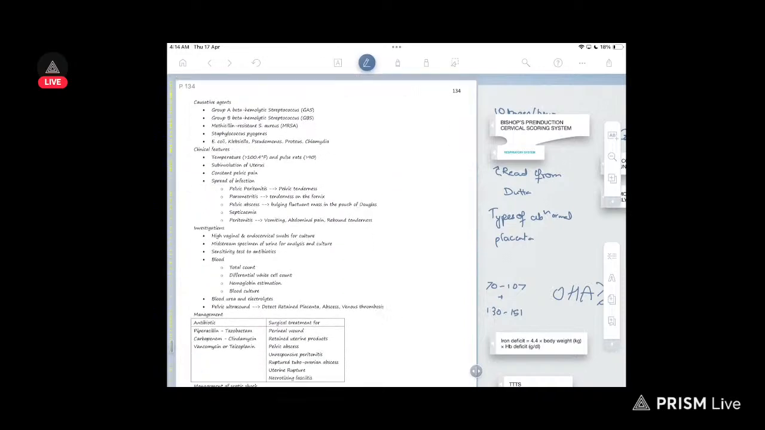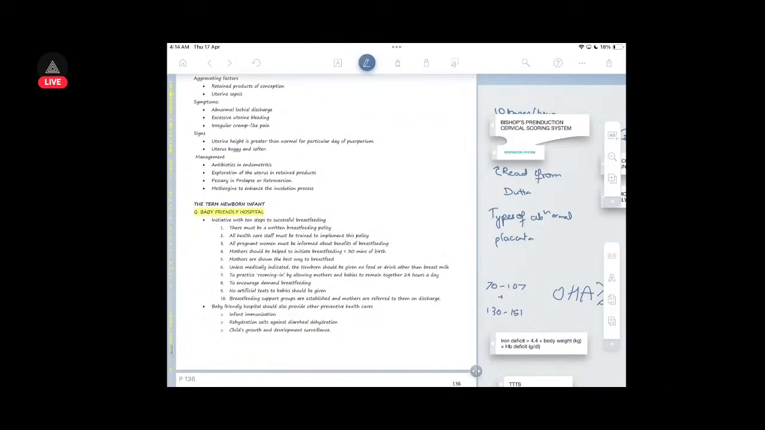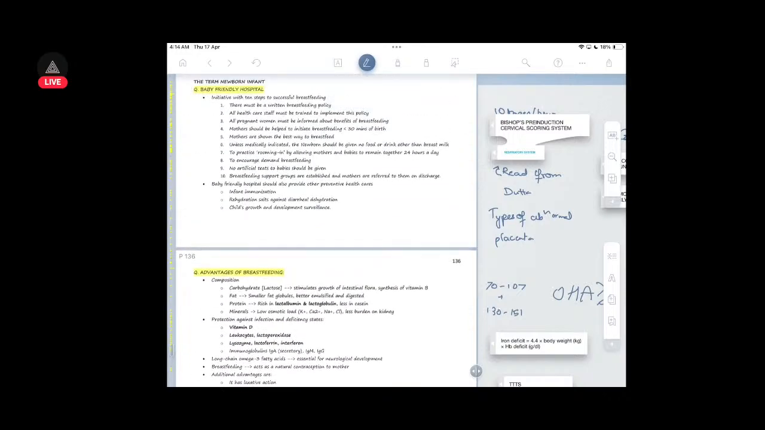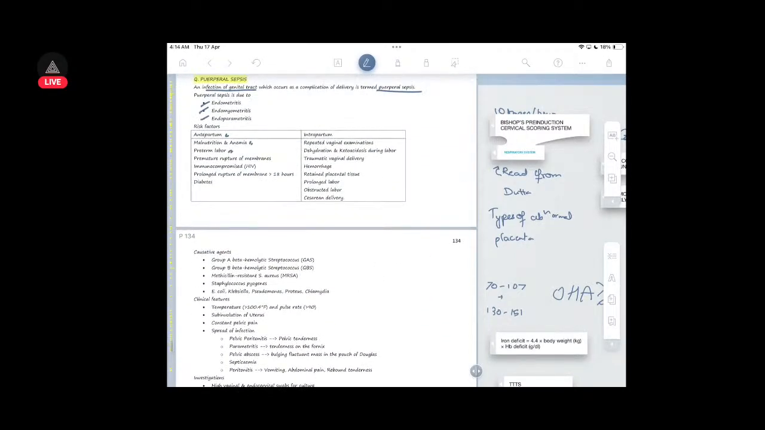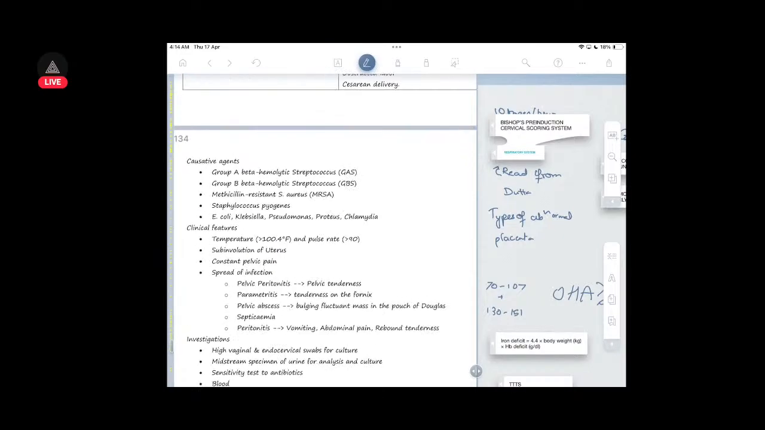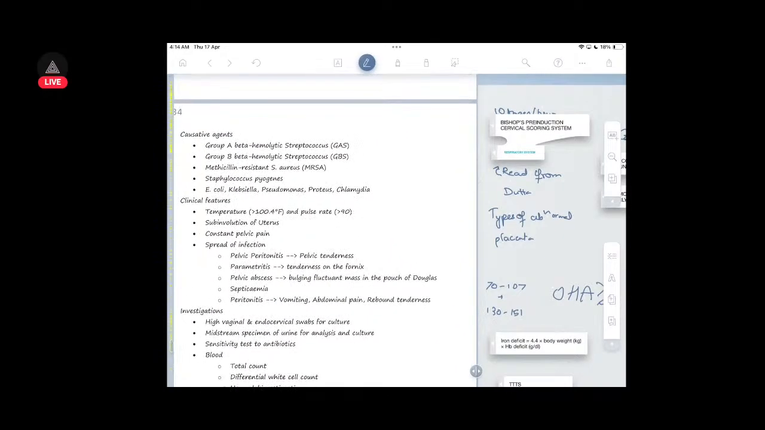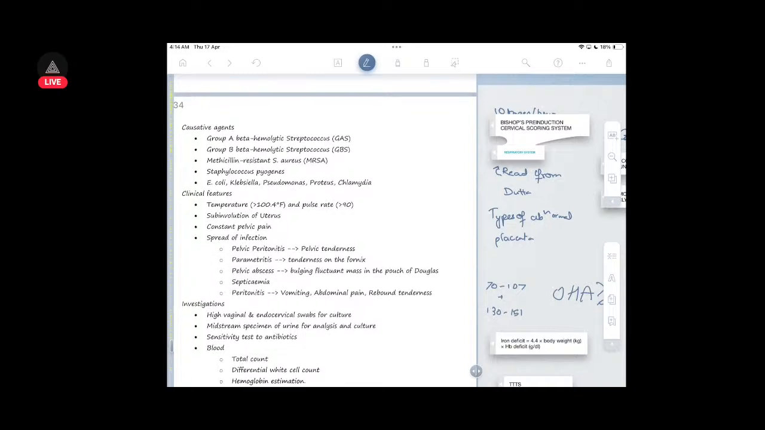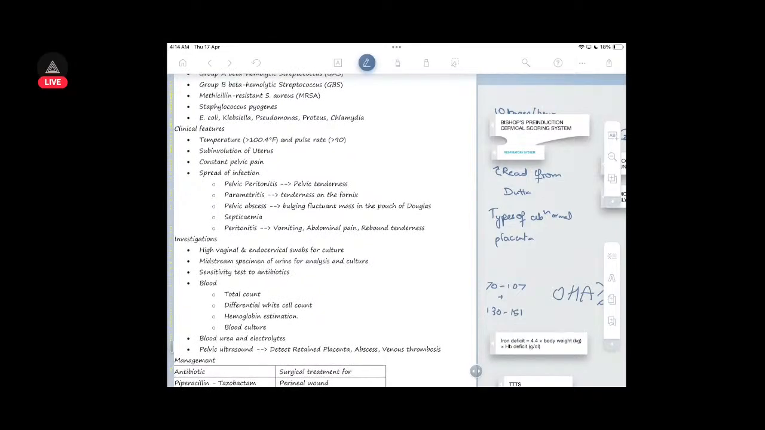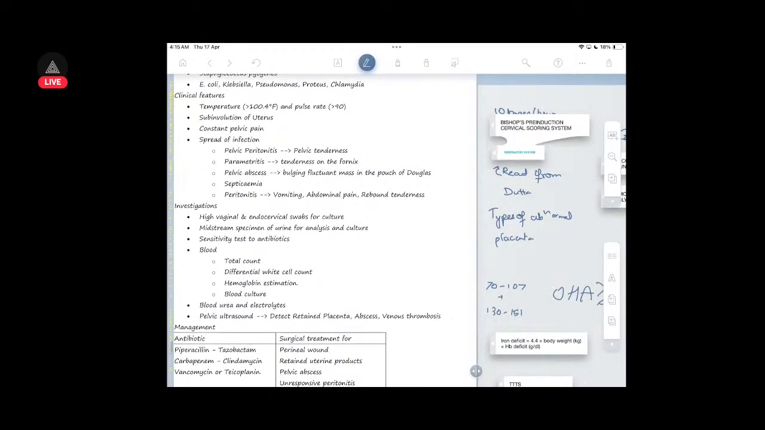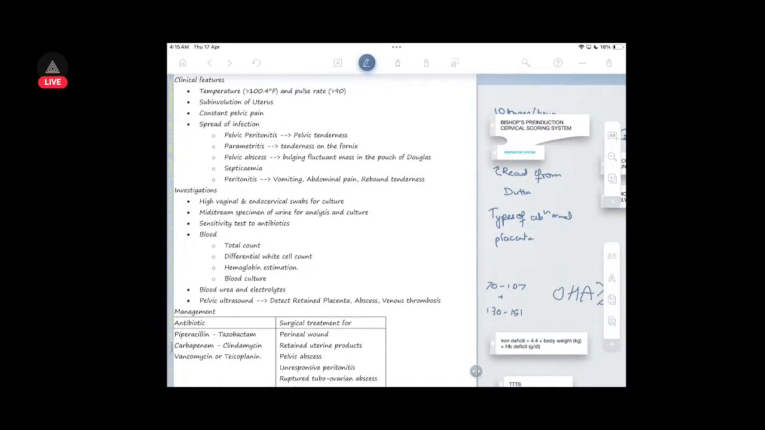Causative agents here: group A hemolytic streptococcus, group B hemolytic streptococcus, MRSA, Staphylococcus pyogenes, E. coli, Klebsiella, Pseudomonas, Proteus, chlamydia. Temperature is higher, pulse rate is higher, subinvolution of uterus, constant pelvic pain, spread of infection, pelvic peritonitis, pelvic tenderness, parametritis, pelvic abscess, septicemia, peritonitis, abdominal vomiting, rebound tenderness. All of them will be seen.